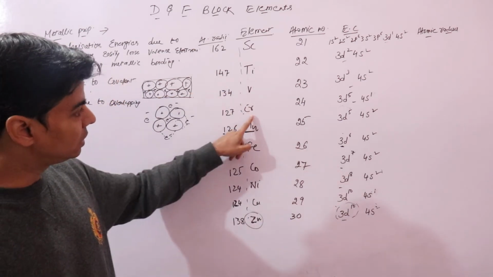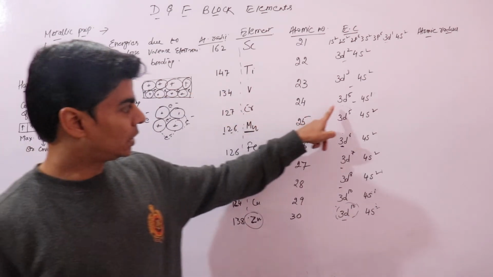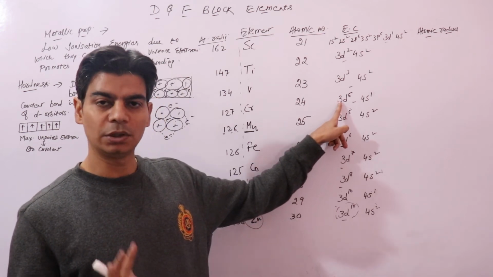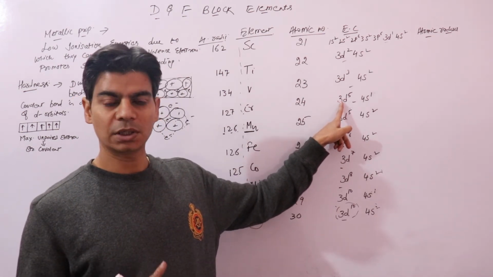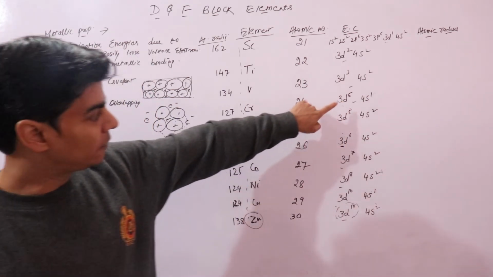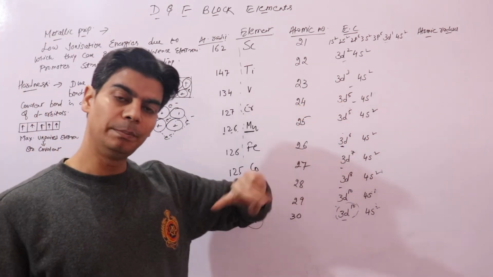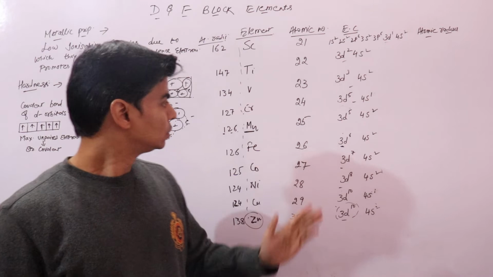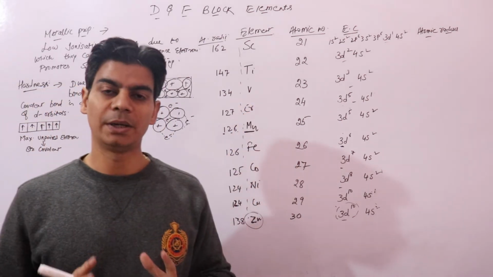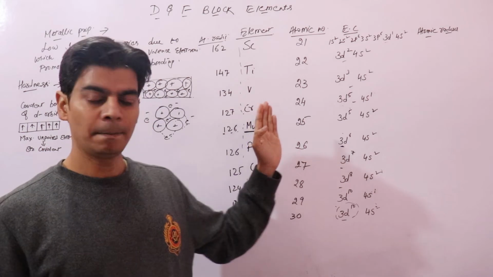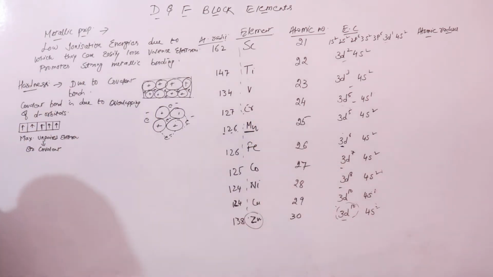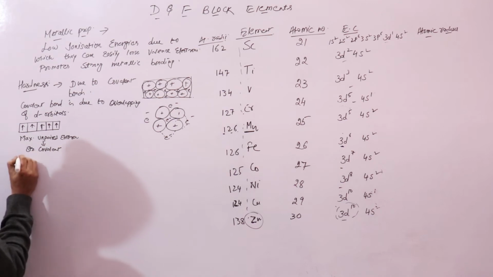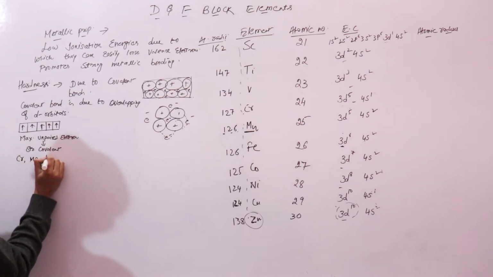So if you look at this series, you have chromium that possesses 5 unpaired electrons in d orbitals. So all these 5 electrons can overlap with the other metal atoms to form covalent bonds. So chromium is a hard metal. Similarly, you have molybdenum and tungsten. You have chromium, molybdenum and tungsten.